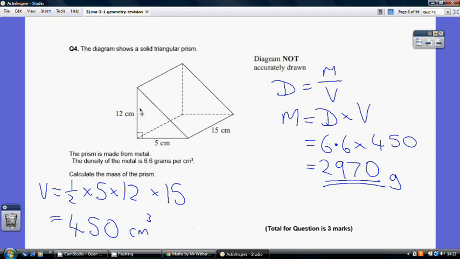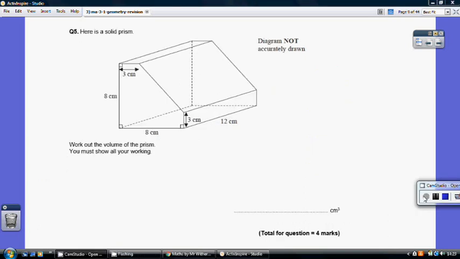Now, how do you work out the volume of a prism? Well, step 1, you work out the area of the cross section, the area of the end bit, which on this occasion is a triangle. How do you work out the area of this triangle here? It's half times base times height, half times 5 times 12. And then once we've worked out the area of the cross section, you multiply this by the depth of the prism, which is 15. So half times 5 times 12 is the area of the triangle, multiplied by 15 gives me 450.